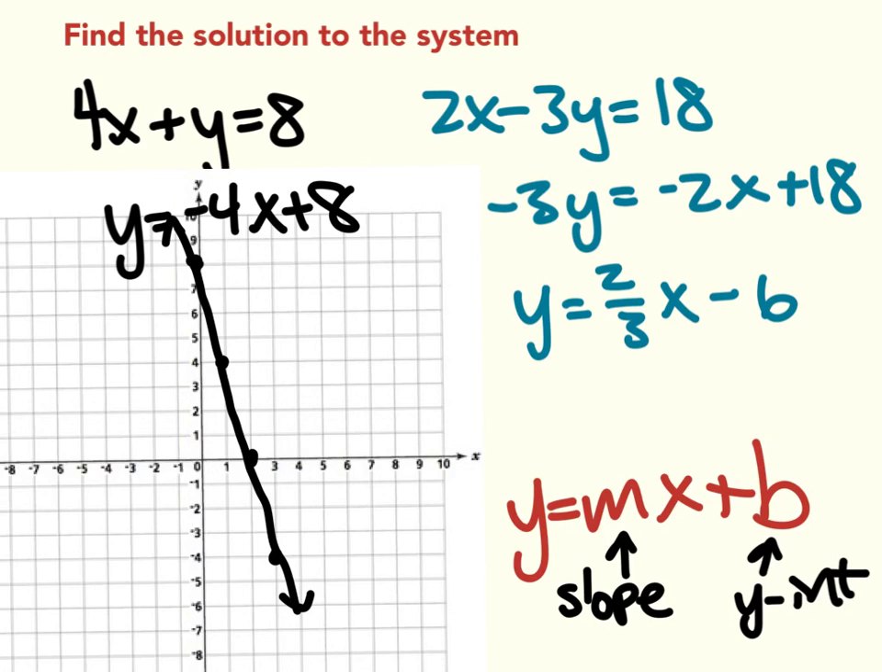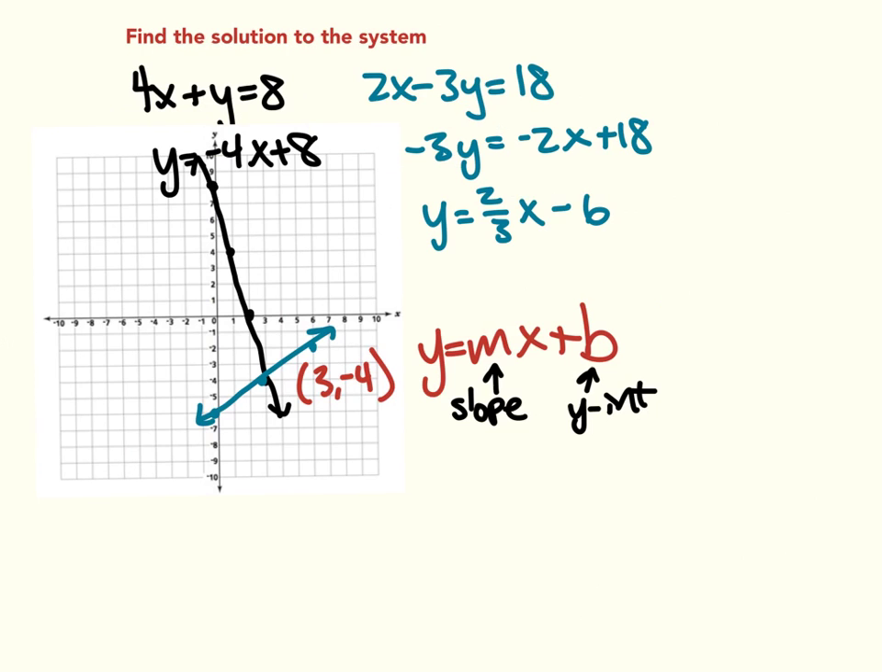And then for 2/3 x minus 6, I'm going to start at negative 6, and I'm going to go up 2 over 3, up 2 over 3. Hit the wrong dot there. And connect these. Now we can see that we have an intersection here at (3, negative 4). So the solution to this system is (3, negative 4).